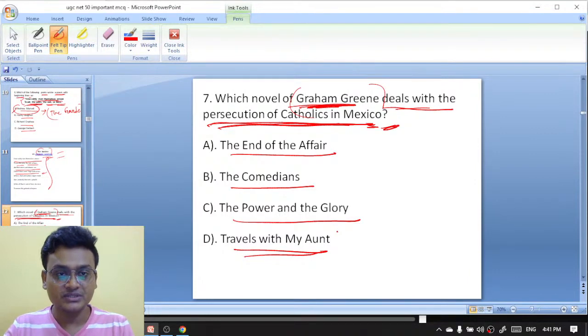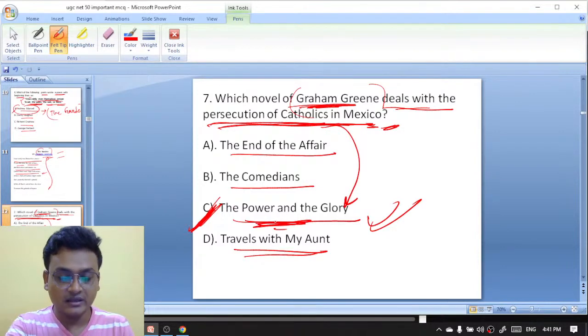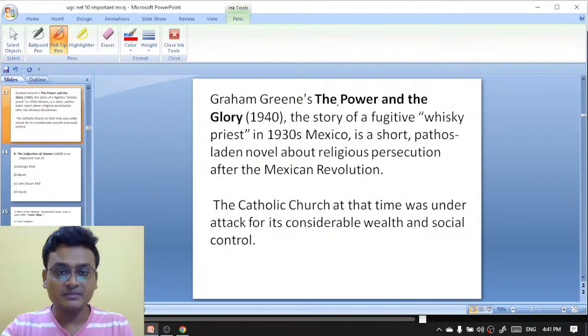Which novel of Graham Greene deals with the persecution of Catholics in Mexico? It is actually The Power and the Glory, the most famous one by Graham Greene. C is the right answer.